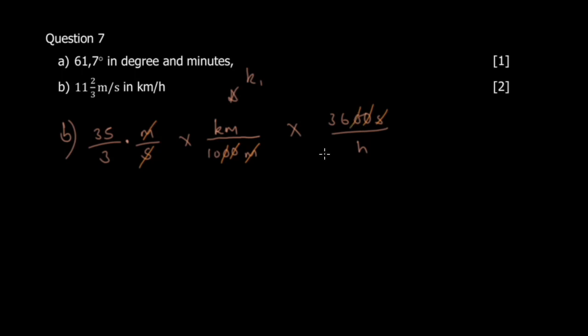So here I'm just cancelling out stuff. 5, 7 here, 5, 2 here, then 3 here, then 3 here, then 6 here, and then you get 42. So it'd be 42 what? Kilometers per hour.